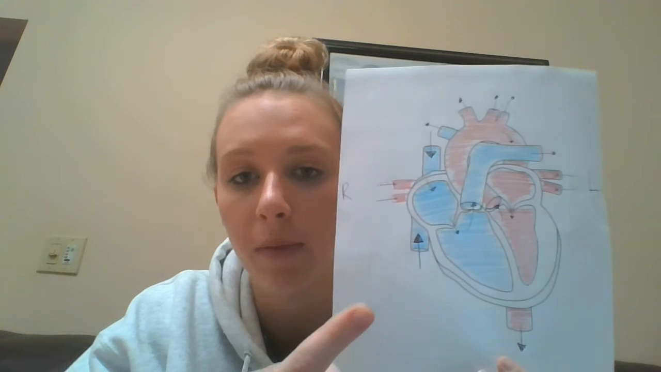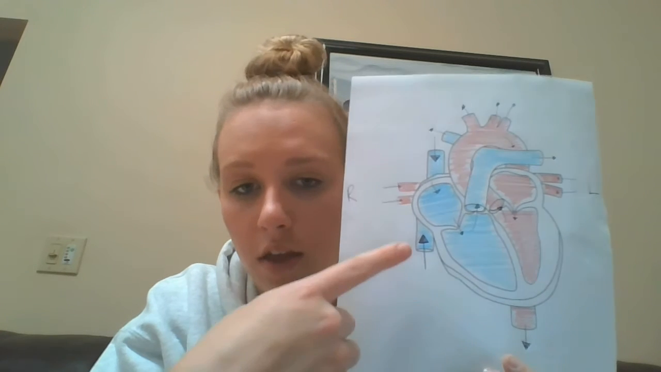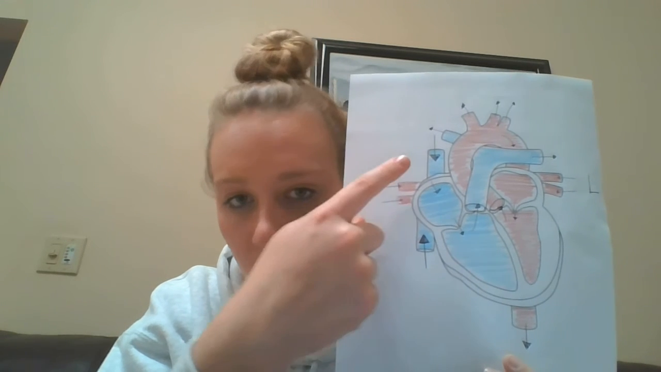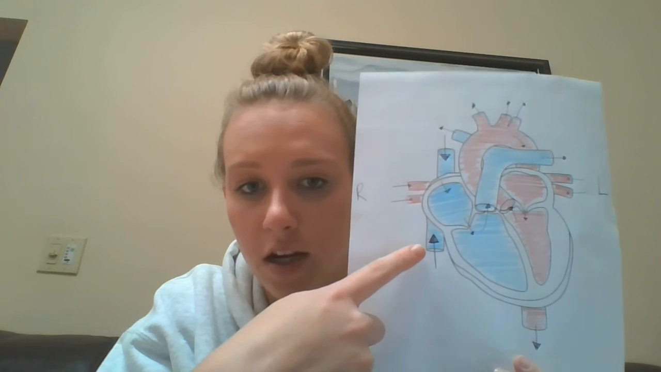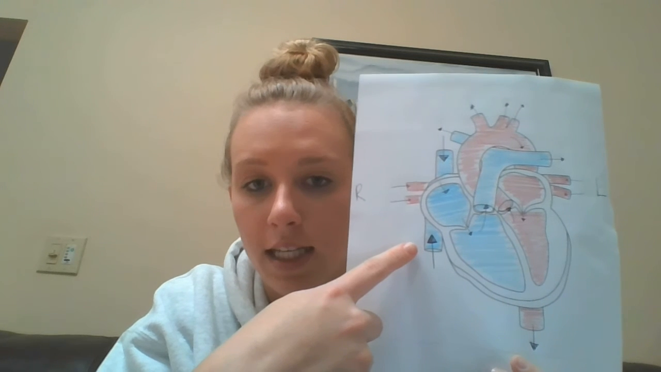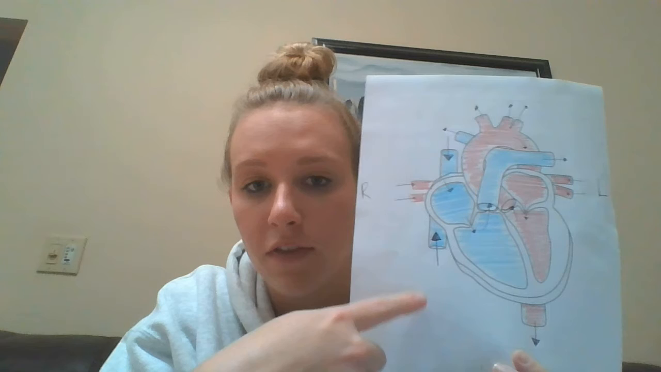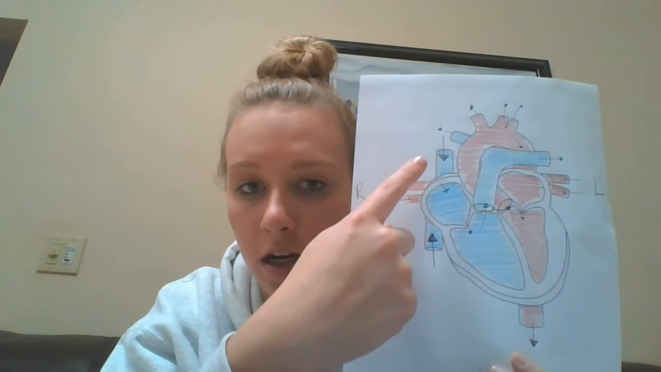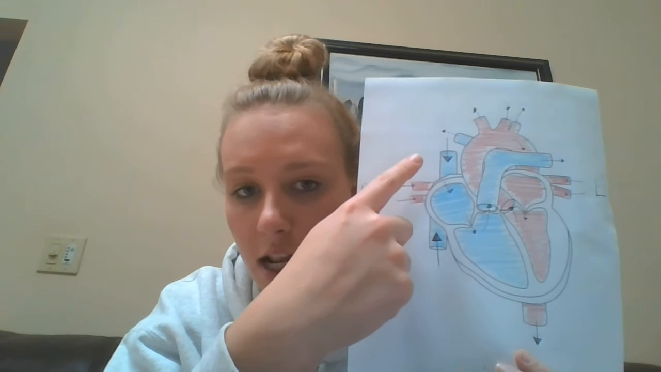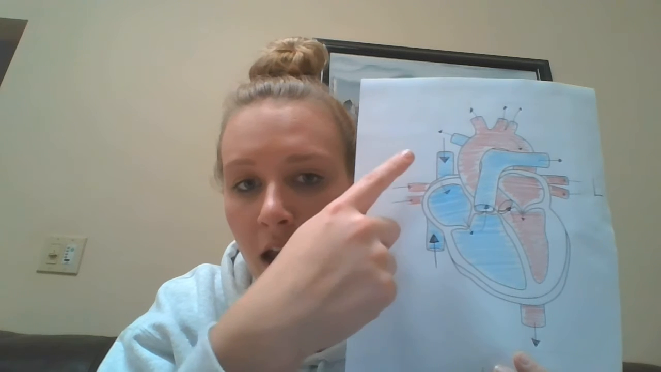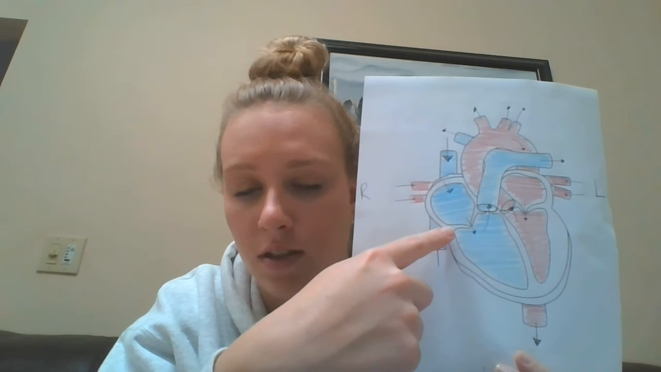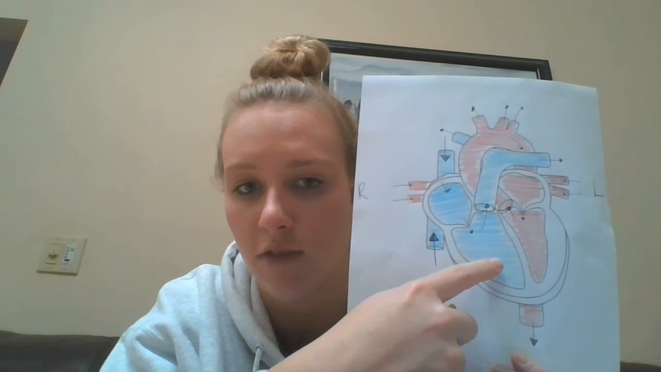And deoxygenated blood first enters the heart through the inferior vena cava and the superior vena cava. The inferior vena cava brings deoxygenated blood from the lower half of the body, and the superior vena cava brings deoxygenated blood from the upper part of the body. And it brings the blood into the right atrium, and then it goes through this valve, which is the tricuspid valve, into the right ventricle.